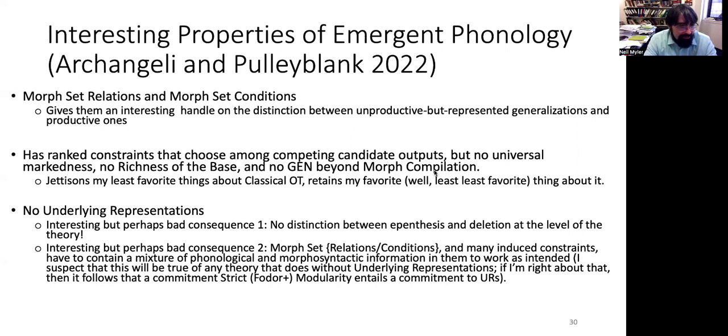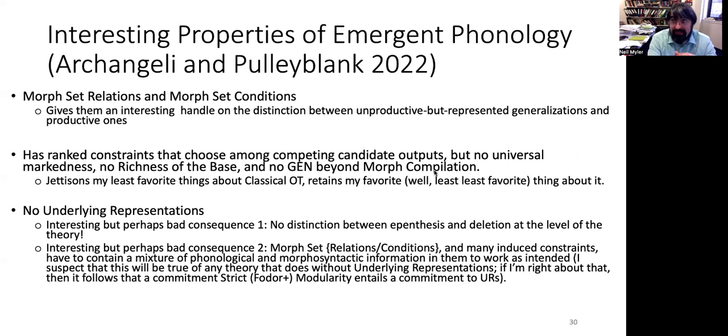Another interesting but perhaps bad consequence is the fact that morph set relations and morph set conditions, as well as many of the induced constraints, have to contain a mixture of phonological and morphosyntactic information in them to work as intended. And I suspect, I don't have a formal proof of this by any means, but I suspect that that will be true of any theory that does without underlying representations, right? So if you don't have underlying phonological representations, then part of the job that would be done by them will have to be filled in by hybrid constraints that have phonological and morphosyntactic information at the same time.